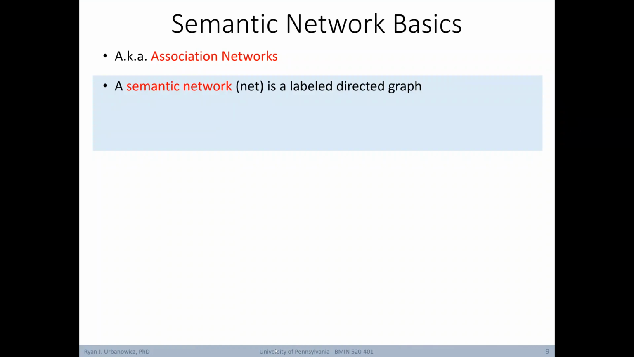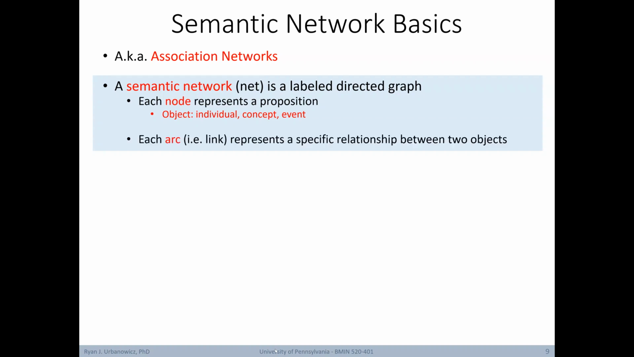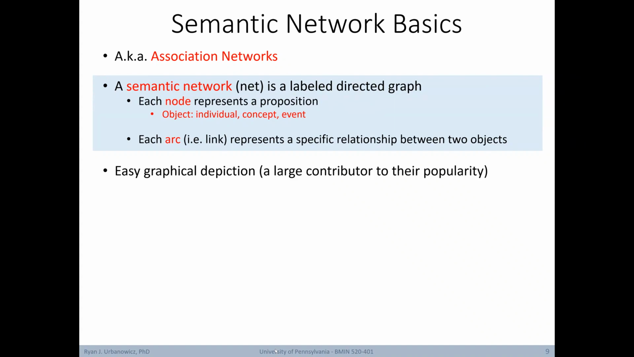Semantic networks are also known as association networks. And basically, semantic networks are labeled directed graphs. Here, each node represents a proposition from logic. This is basically an object that captures an individual, a concept, or an event. Each arc, or link, represents a specific relationship between two objects. One of the largest contributors to the popularity of semantic networks is that you can easily represent them graphically.